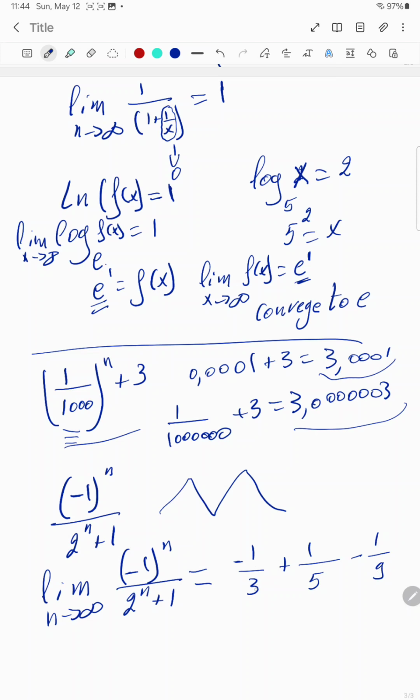But if I add minus 1 over 3 plus 1 over 5 minus 1 over 9, it's always plus or minus, plus or minus. So when n goes to infinity, this series converges towards 0. So even if it is non-monotonic, it can converge. And sometimes it can diverge. I will take another example and I will end my video with this example, and the next video will talk about other kinds of series.